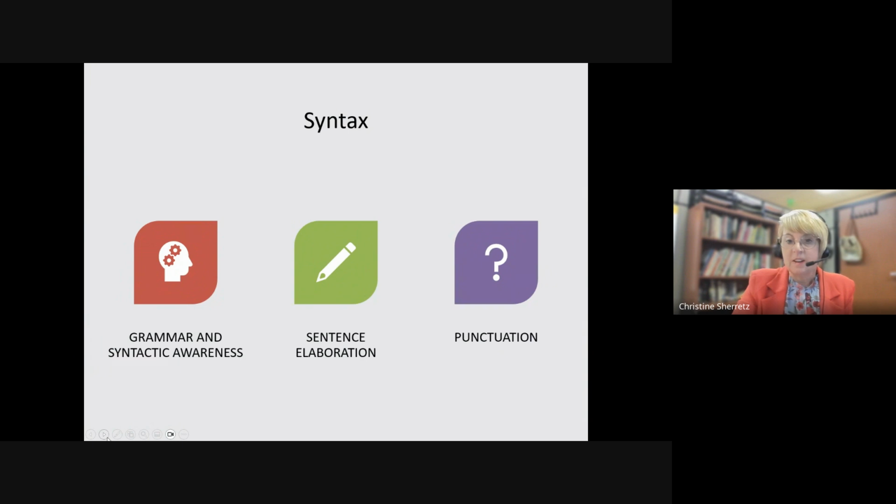Then we have syntax. Syntax has to do with grammar and syntactic awareness. We're actually going to have an entire module next week on grammar. But grammar is one part of writing instruction. It also goes into sentence elaboration, and lastly, punctuation. So syntax is the part about the grammar. If you're thinking about the writing process, this is going to be that editing and revising section.